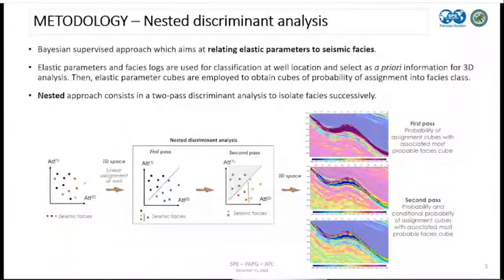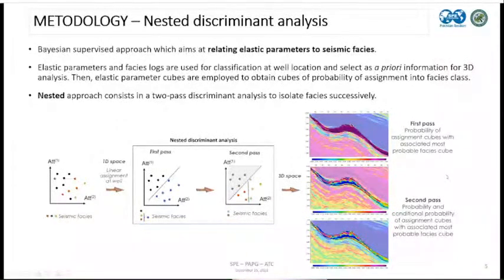So in the case of a nested approach, this is a two-pass discriminant analysis in order to isolate the facies successively. The methodology of the nested discriminant analysis is shown in the figure. We can see that we start with the attributes, which here are IP and IS, with different facies. In the first pass, we will isolate, in our case, two facies, the shale and the carbonate. And in the second pass, within the carbonate, we will discriminate between the massive and the porous carbonate.